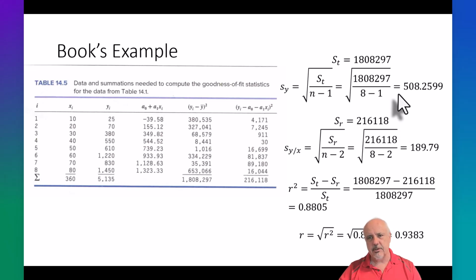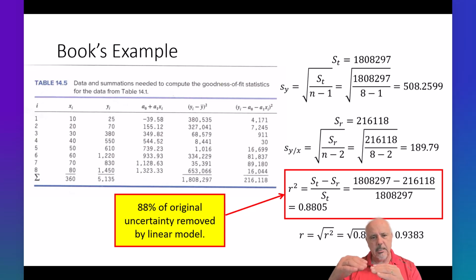So you see I've shown the standard deviation calculation and also the standard error calculation. Those aren't used by me as often as the S sub t and S sub r. So I look at my coefficient of determination. That's S sub t minus S sub r divided by S sub t. And that looks like I have removed 88% of the uncertainty by doing that linear fit. Sometimes you see the standard error used, and sometimes you see the correlation coefficient used.